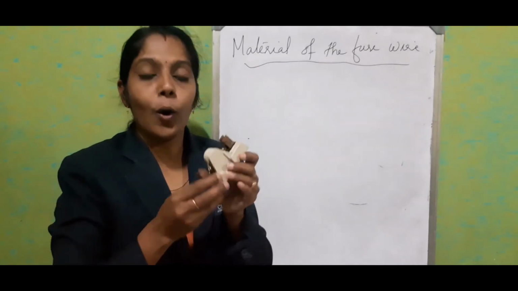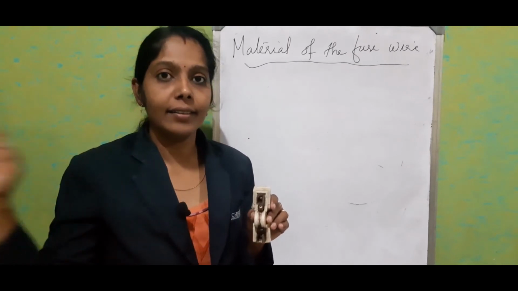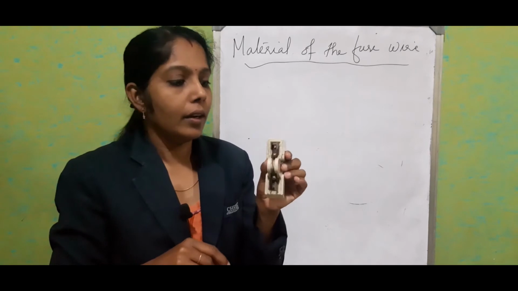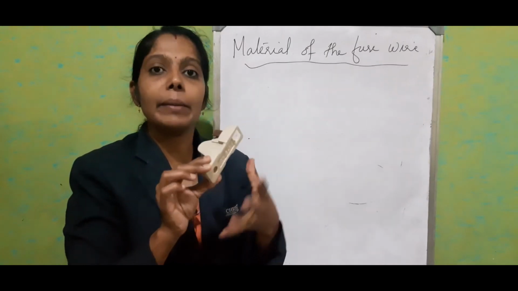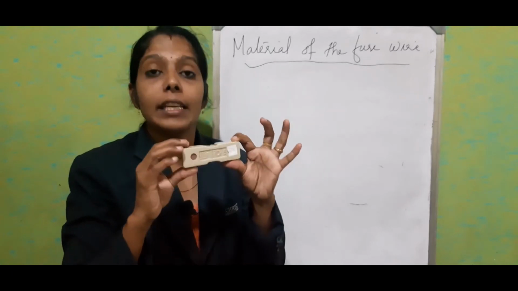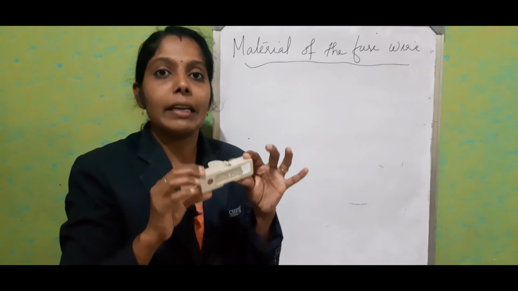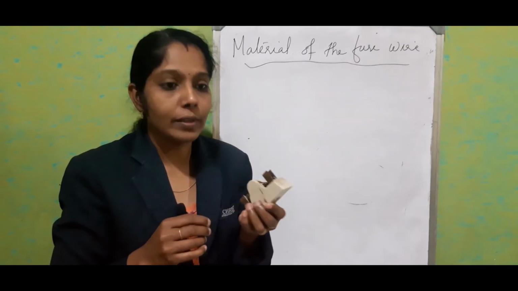This is the porcelain fuse. I have the holder of the fuse. The other part is fixed on the wall, on the main switchboard. Here you can see it is a cream color. It's made up of an insulator. If we hold it, nothing will happen. This is made up of an insulator called porcelain material.